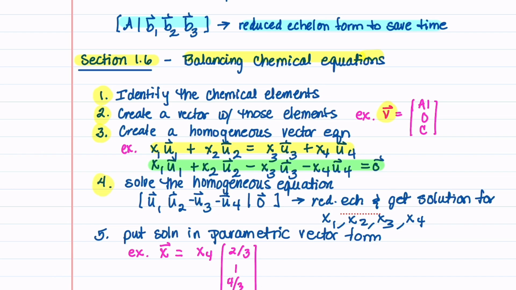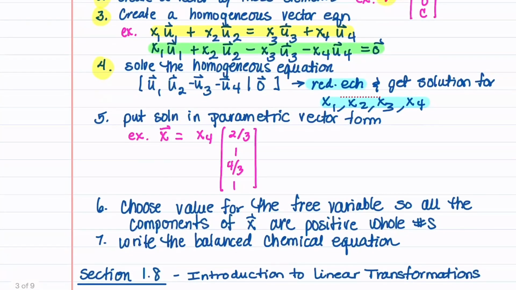You then solve the homogeneous equation by putting it in reduced echelon form, and then you get your solution for x1, x2, x3, x4, or however many x's you have. You're then going to put your solution in parametric vector form and choose the value for the free variable, and this is the important part, so that all the components of x are positive whole numbers. And then the last step is to just write the balanced chemical equation.